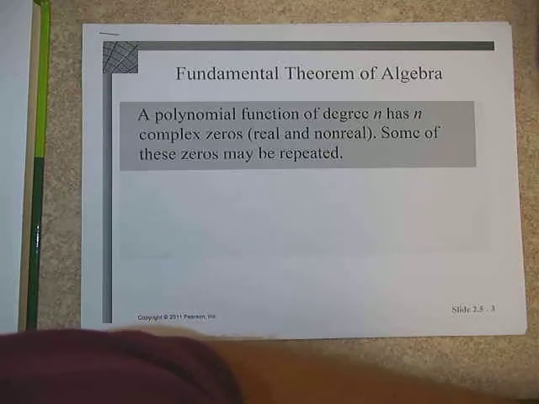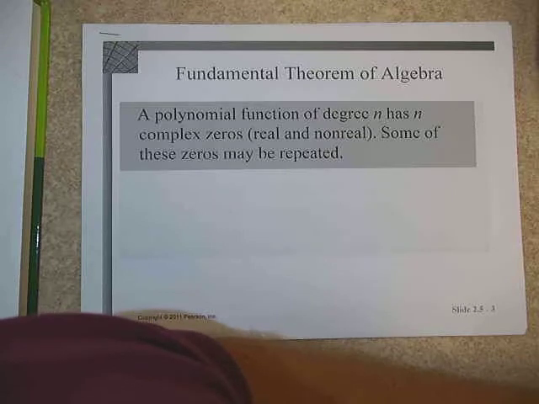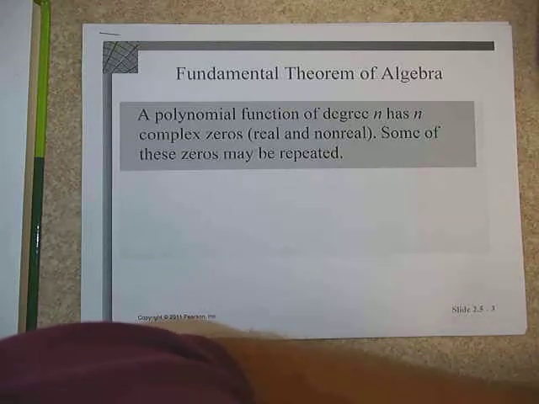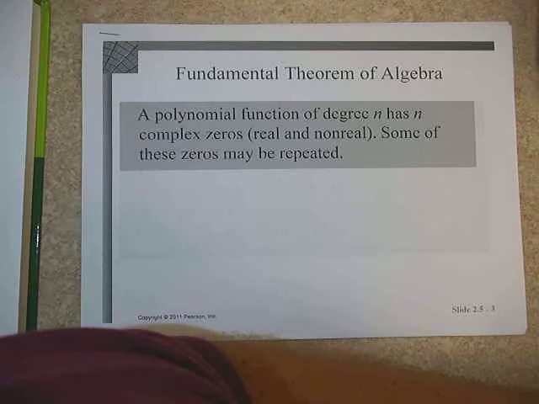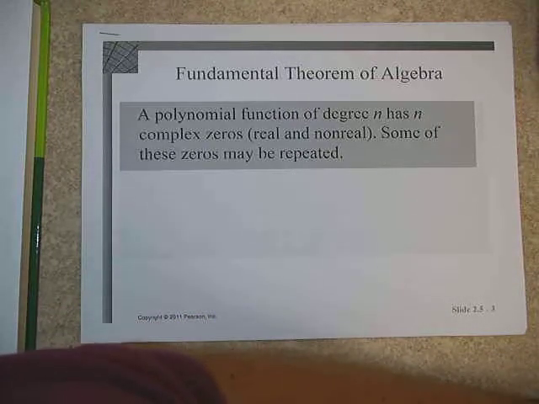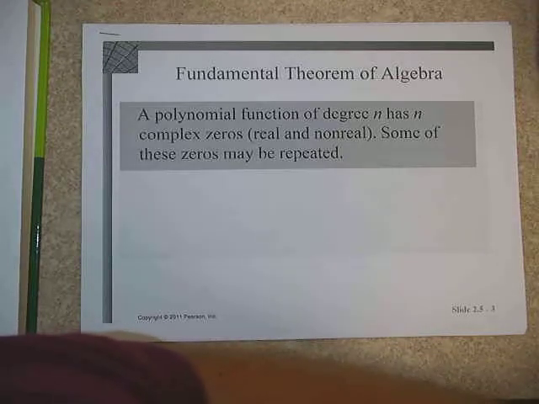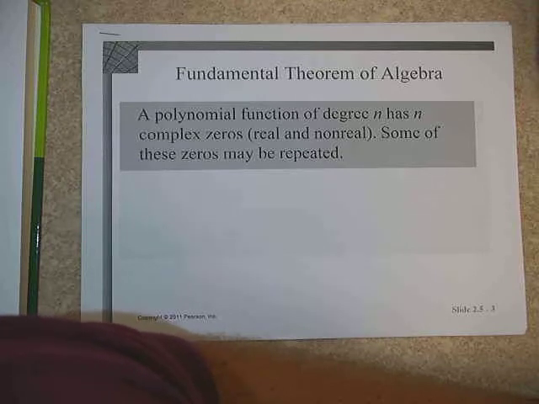What it boils down to is there's a fundamental theorem of algebra, which obviously seems like a pretty important theorem since it's got "fundamental" in it. There's also a fundamental theorem of arithmetic that we learned at one point in math. We won't revisit that now, but there's also a fundamental theorem of calculus as well. When you continue on, you'll get to that at some point. But this fundamental theorem of algebra guarantees us that if we have a polynomial function of degree n, it has n complex zeros, and some of these zeros may be repeated.